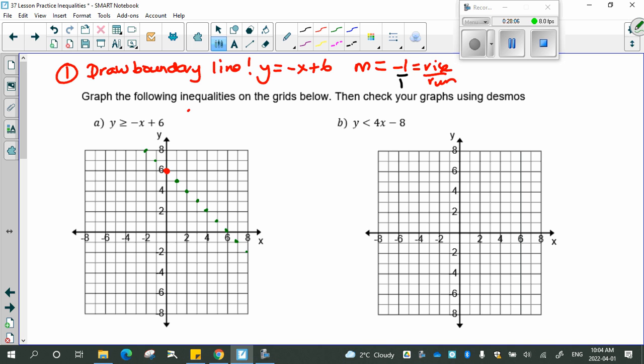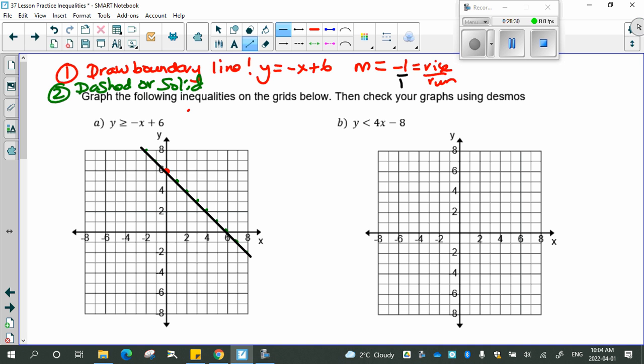Okay, so I've drawn my boundary line. Before I join the points, I have to decide if it's going to be dashed or solid. So step 2 is dashed or solid. And I heard solid, that's because the equal sign is included. So I get my ruler out and I draw a solid boundary line.